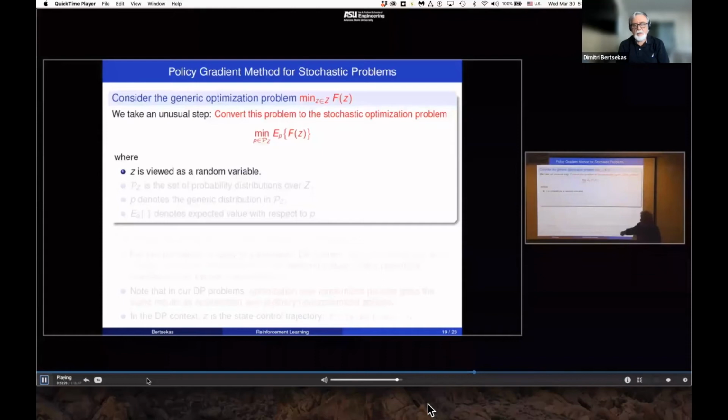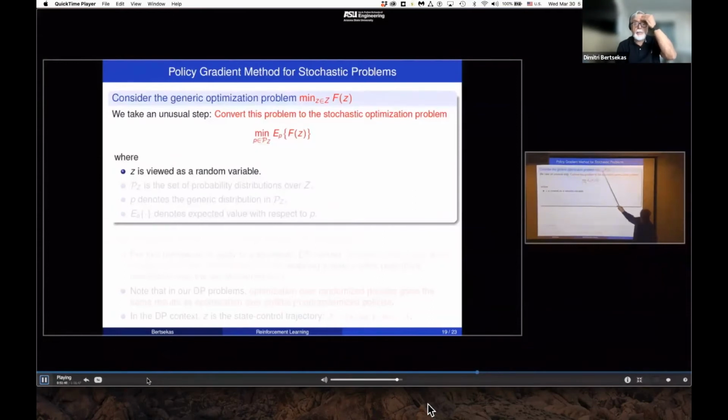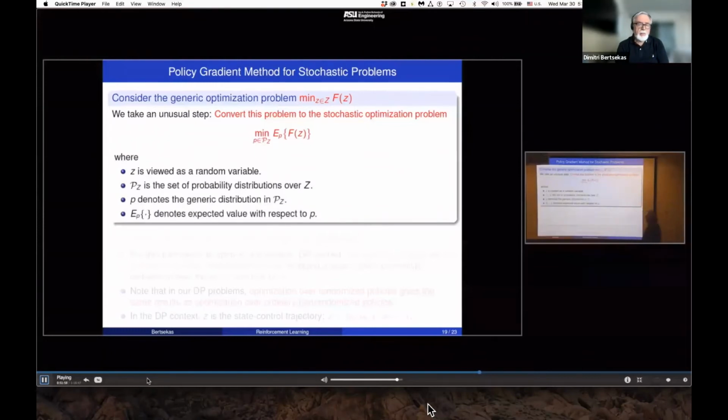Of course, the points themselves are probability distributions. They're atomic distributions. So this set of probability distributions is larger than the set Z, and this minimization gives you a lower bound to this minimization, right? You minimize over more alternatives. But we view z as a random variable, and we consider probability distributions over z, and we now minimize this expected value.